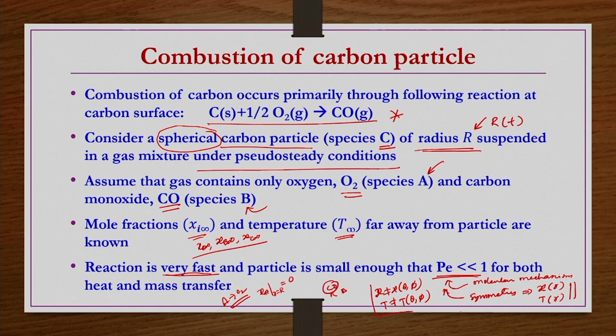This is what we can conclude from this assumption. If the Peclet number is much smaller than 1, then obviously these two are physically also more reliable. So, our problem has simplified. Rather than finding x as a function of all 3 coordinates r, theta, phi, and similarly temperature as a function of all coordinates, it has simplified by this assumption that the concentration and temperature are functions of r only because of the symmetry, and the molecular mechanism is leading the transport process. So, that is the problem statement.